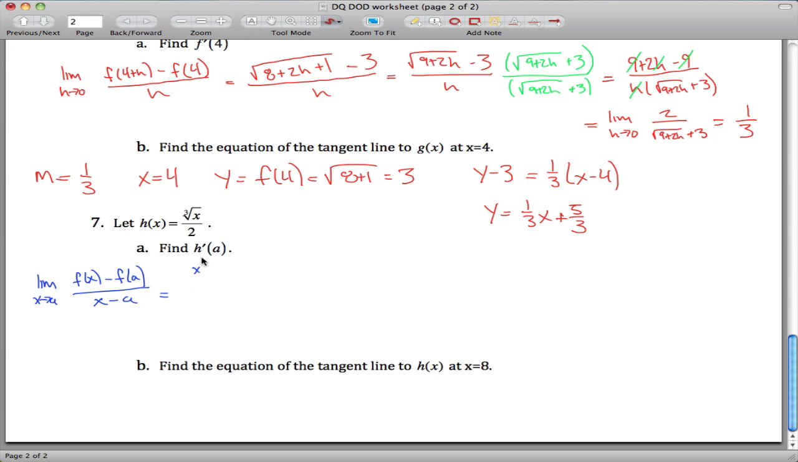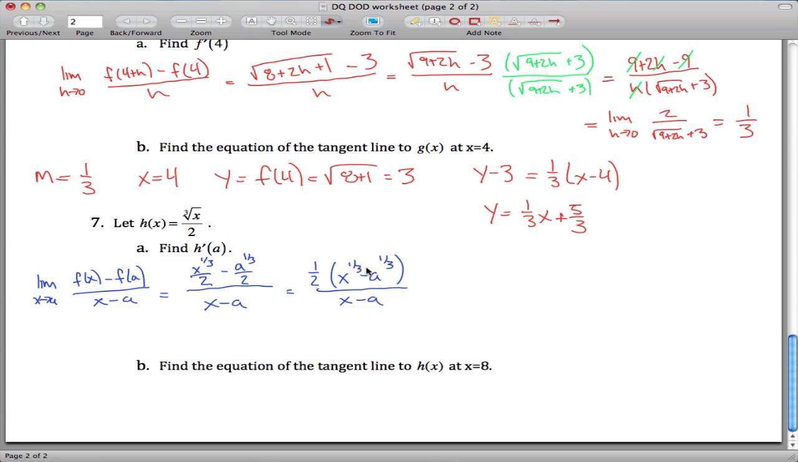Is x to the 1/3 power divided by 2, and f of a is a to the 1/3 power divided by 2. And then that whole thing is divided by x minus a. So we could rewrite this. We could pull out the 1/2, and you're left with x to the 1/3 minus a to the 1/3 over x minus a. And you really want to get rid of these 1/3.